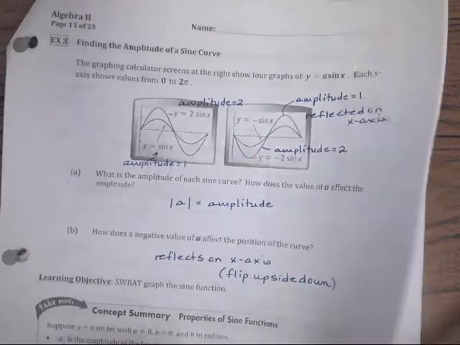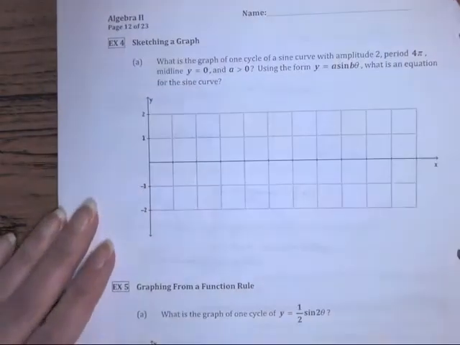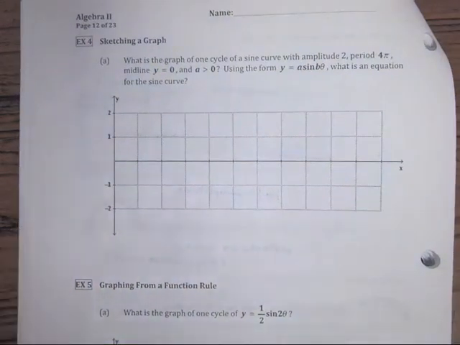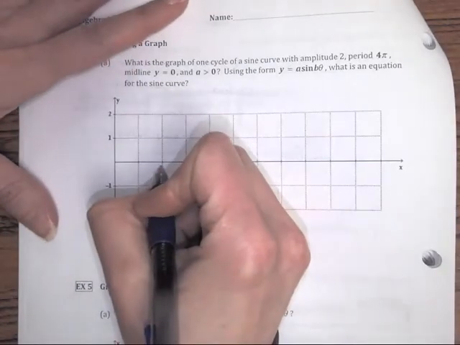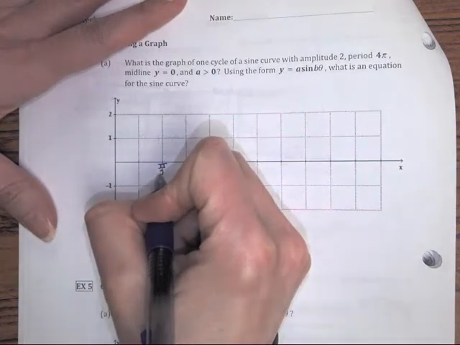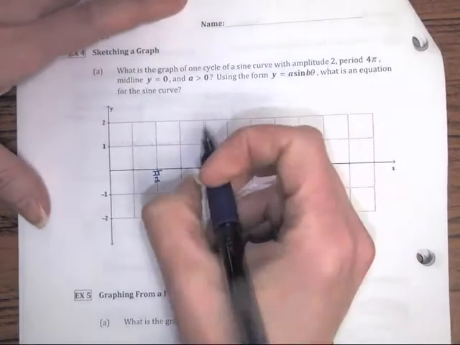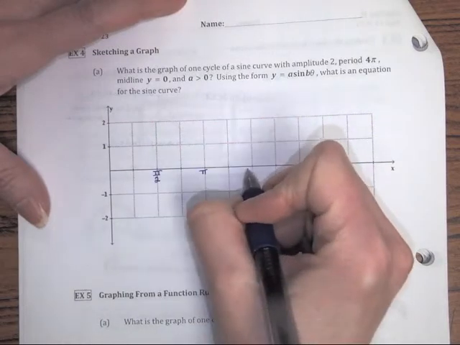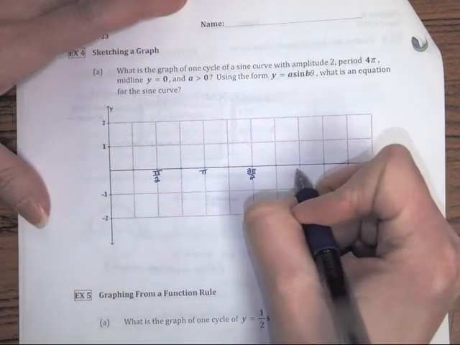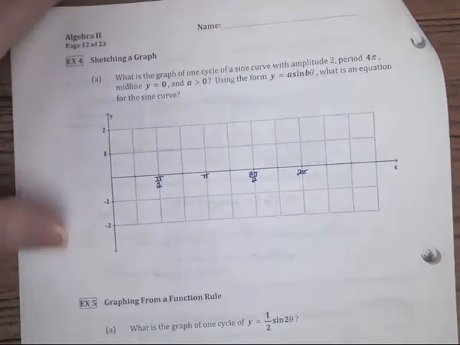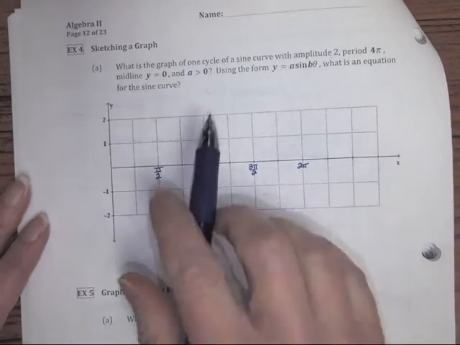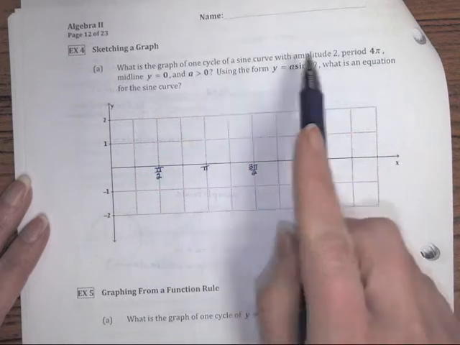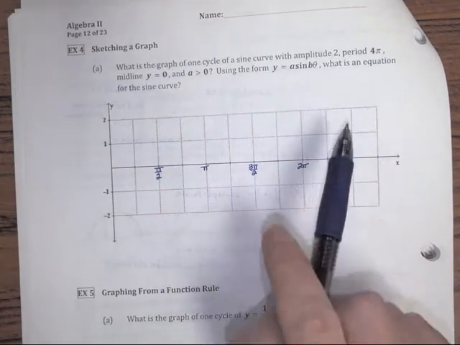So what we're going to do is flip to page 12, and we're going to do an example. I tried to find some graph paper that would be helpful for doing this. We'll see how it works. I'm going to make this pi over 2, this pi, 3 pi over 2, and 2 pi. You can see I have 1 and 2 and -1 and -2 already drawn here. It says, what is the graph of one cycle of a sine curve with amplitude 2 and period 4 pi?